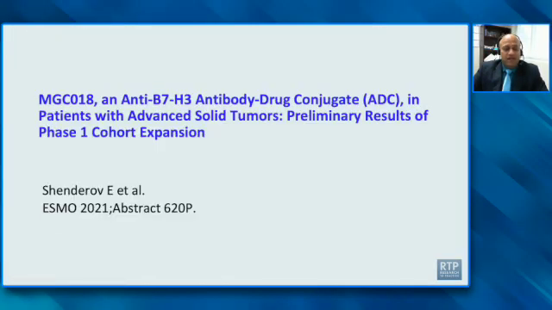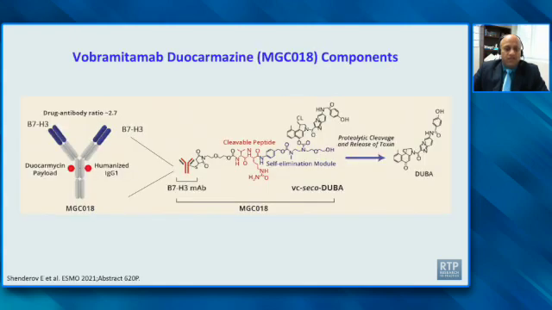So another compound that's been studied in phase 1 trials is MGC018. It's another B7-H3 antibody drug conjugate, and this was also presented at ESMO in 2021 by Dr. Shenderoff. MGC018 eventually was named vobramitamab duocarmazine. As you can see from the name, duocarmazine is the cytotoxin, the payload for this particular B7-H3 antibody drug conjugate.